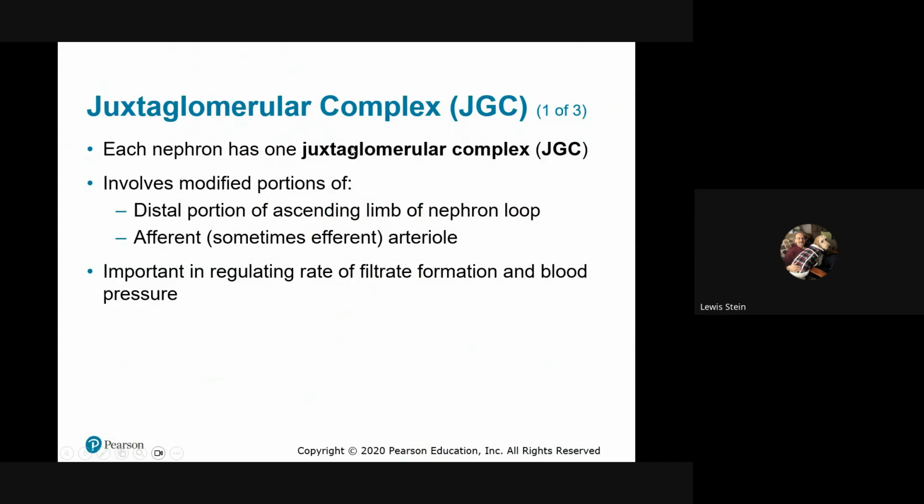I don't want to do the JGC here. This is really important. This is about how we, and it's really the last significant piece of anatomy for this. So I'll send it to you and I'll introduce probably male reproductive in this.